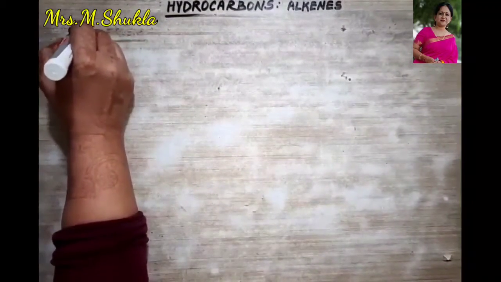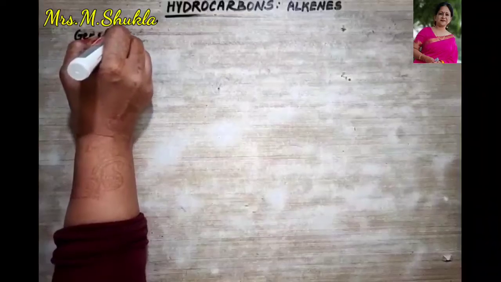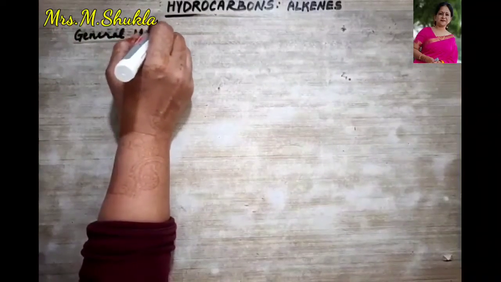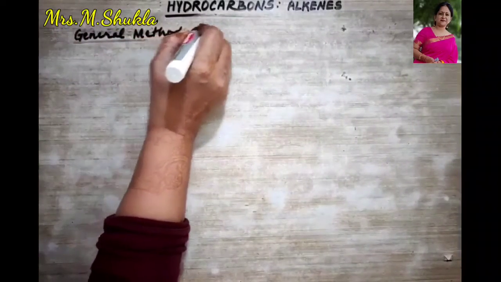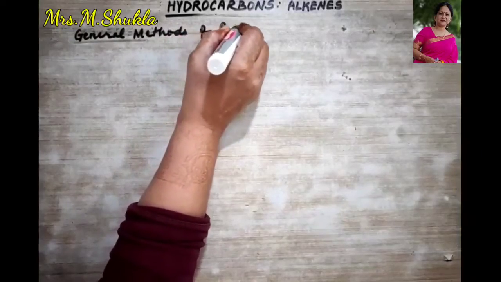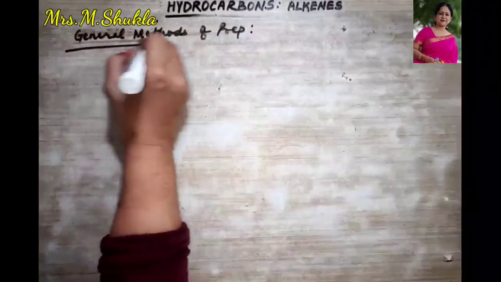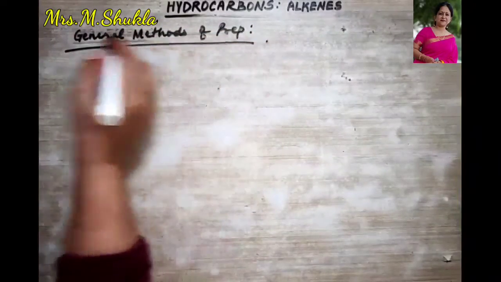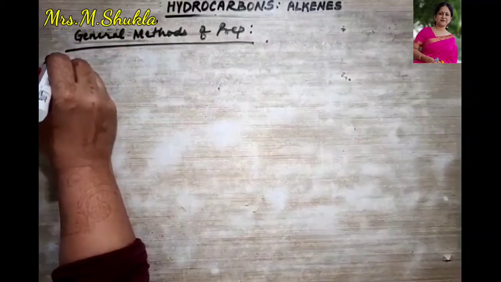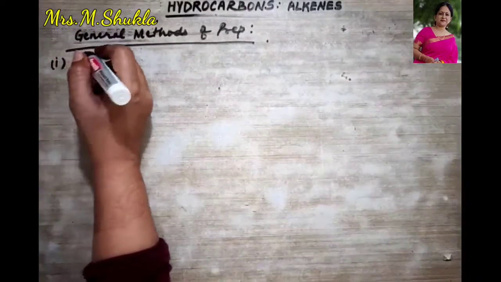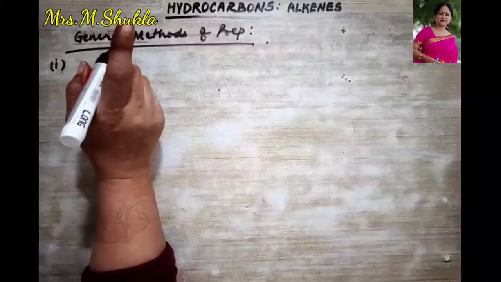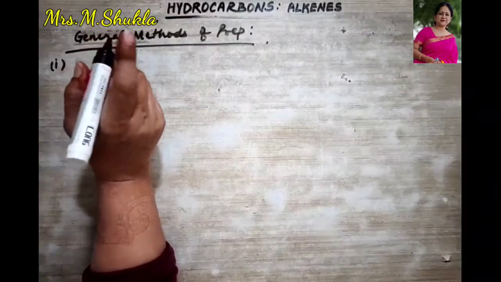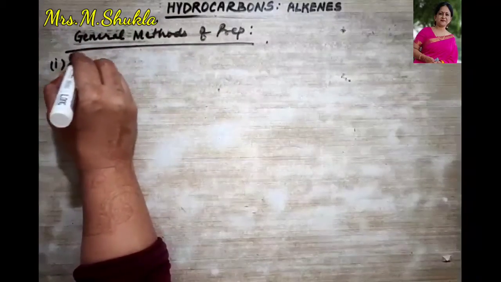Let's talk about some general methods of preparation of alkenes. So let us begin with the first method, that is to prepare alkenes from the partial reduction of alkynes.